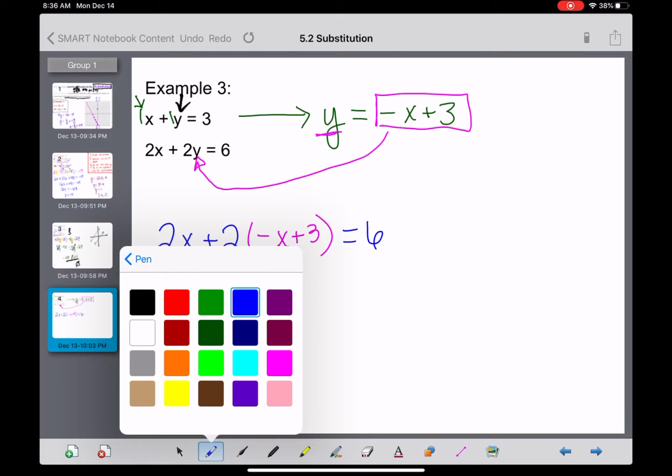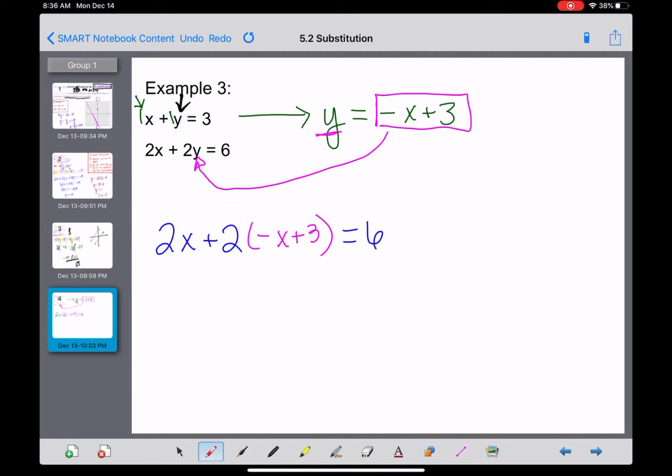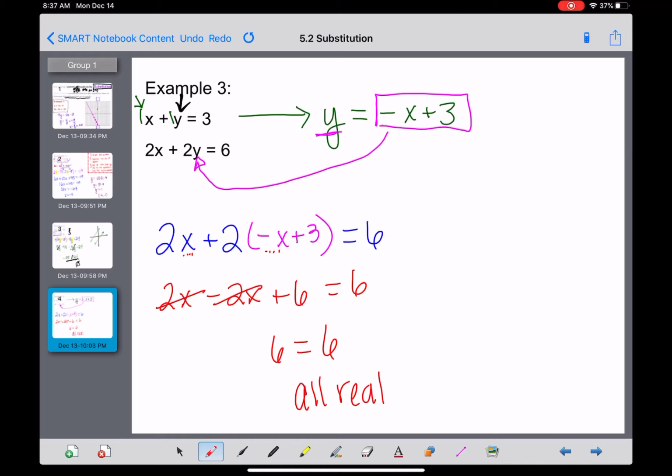So I created an equation with only one variable of x. So now I can solve for x. I distribute through to get -2x plus 6 equals 6. Once I combine my like terms, my variables end up canceling. 6 is equal to 6. That is a true statement. So my final answer is all real numbers.